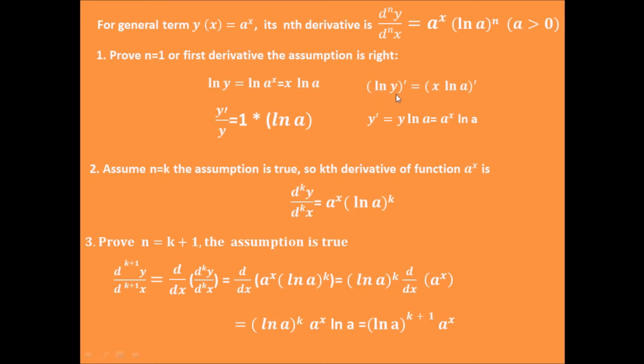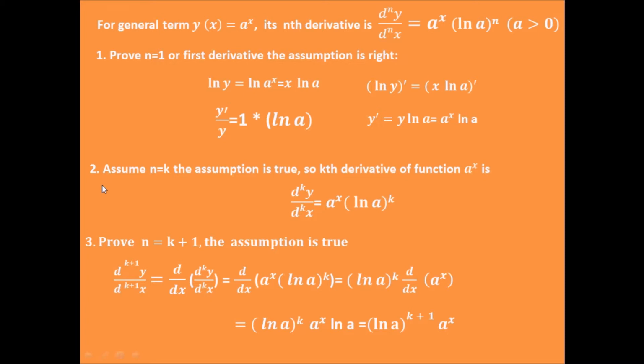Just keep in mind here, y is a function of x, so the derivative of ln y should be y' divided by y, and the derivative of x times ln a equals 1 times ln a. So the first order derivative equals y ln a equals a^x times ln a. So this expression is exactly the same as here when n equals 1. So this assumption is true for n equals 1.